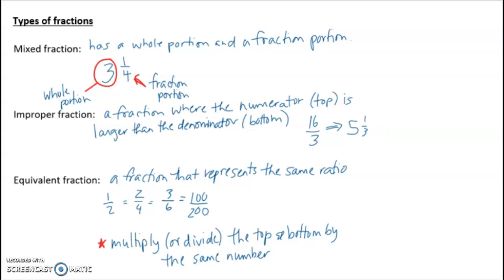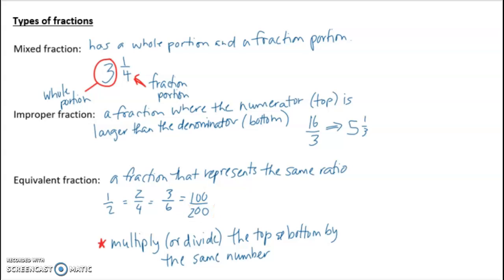Then we have equivalent fractions, fractions that represent the same ratio. For example, a half is the same thing as 2/4, 3/6, 100/200, 50/100. It just keeps going on. A little note here: multiply or divide the top and bottom by the same number. To go from 1/2 to 100/200, we multiply both by 100. So 1 times 100 gives us 100, 2 times 100 gives us 200.